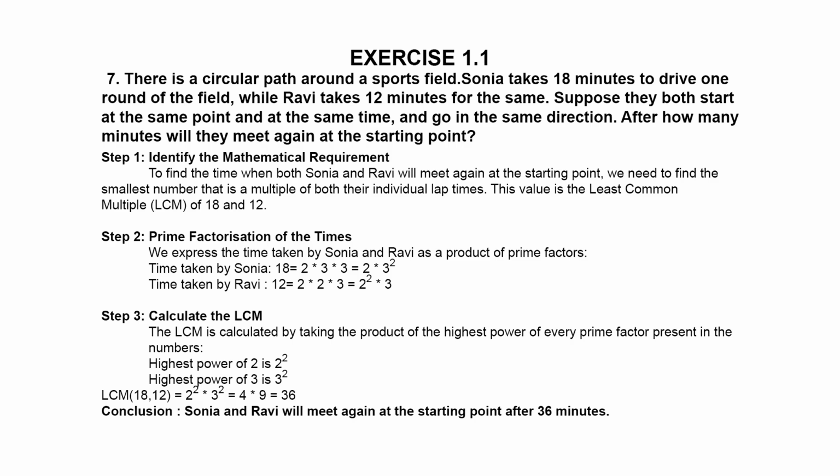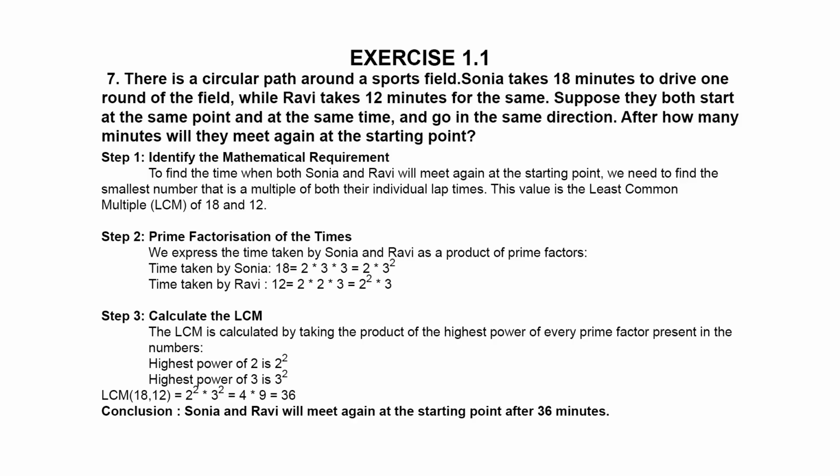Problem 7. There is a circular path around a sports field. Sonia takes 18 minutes to drive one round of the field, while Ravi takes 12 minutes for the same. Suppose they both start at the same point and at the same time, and go in the same direction. After how many minutes will they meet again at the starting point?